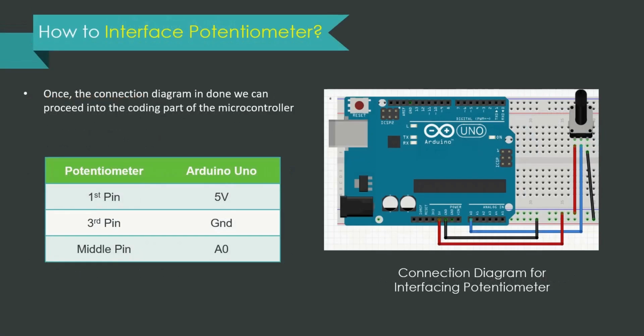How do we interface it? Please refer to the diagram that we have given, which explains the connection details. The first pin of the potentiometer has to be connected to the 5-volt pin of Arduino. The third pin of the potentiometer has to be connected to the ground. The middle pin, which is data, has to be connected to the A0 pin of Arduino Uno.